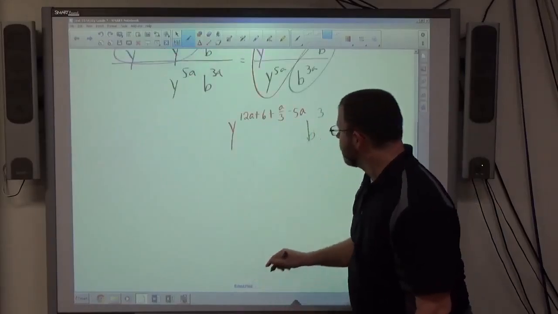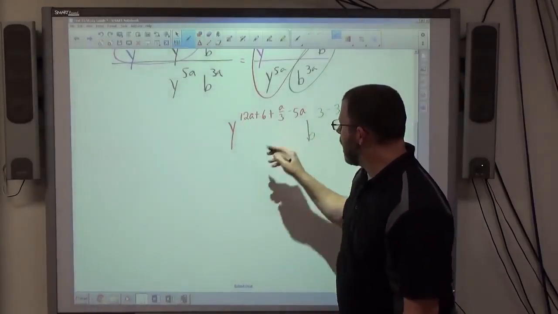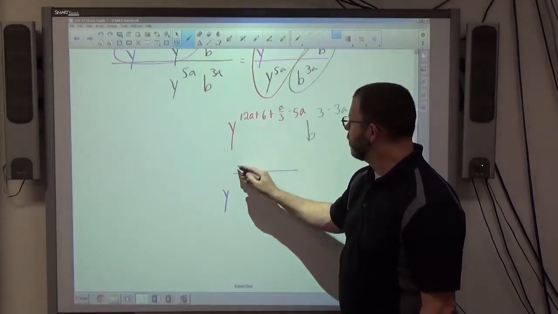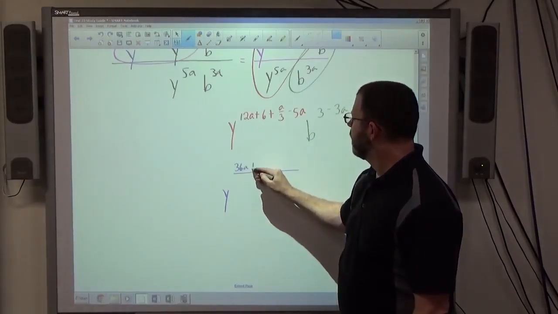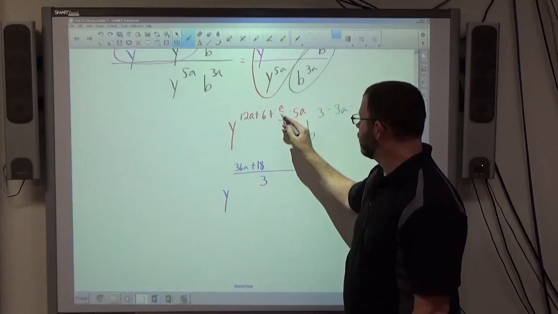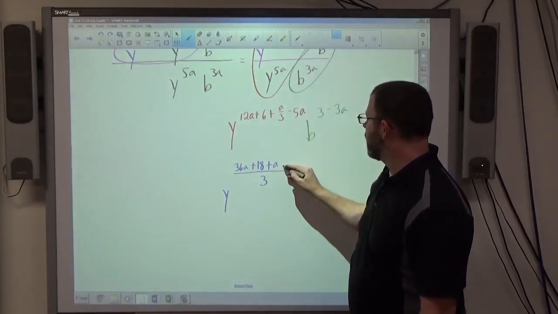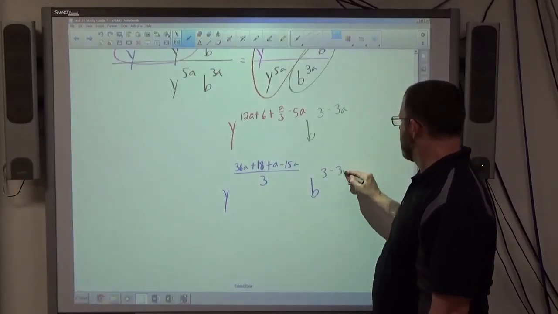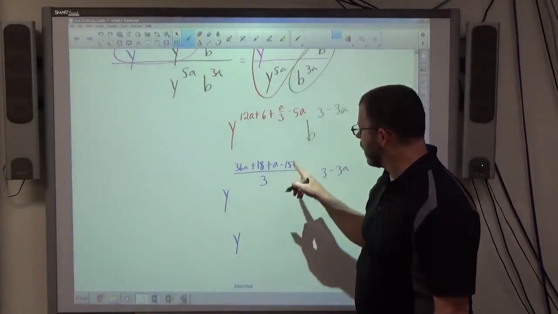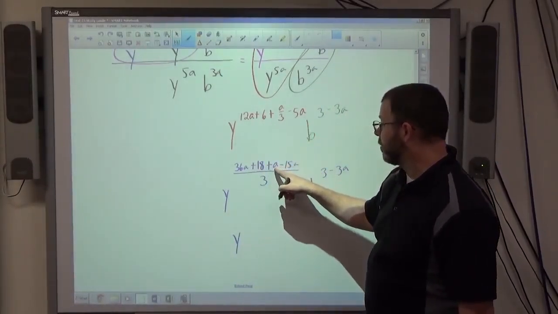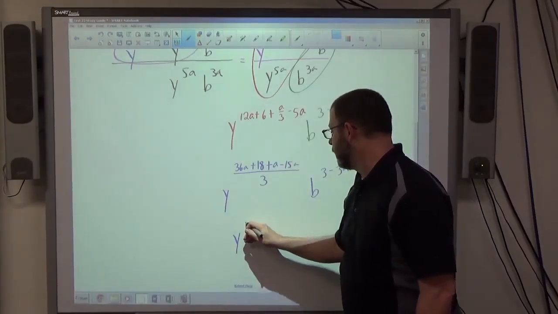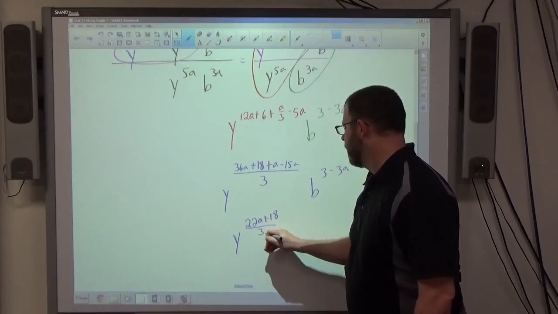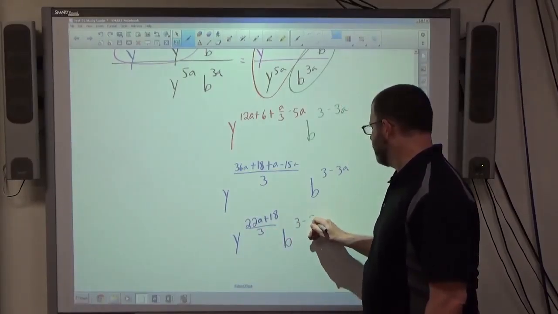So if I were to make a common denominator for everything in this y, everything's over 3. This will be 36a over 3. That'll be 18 over 3. That's already a over 3. And that'll be minus 15a over 3. So then if I combine like terms in that numerator, 36 plus 1 is 37 minus 15 is 22. So I get 22a plus 18 all over 3. And then b to the 3 minus 3a.